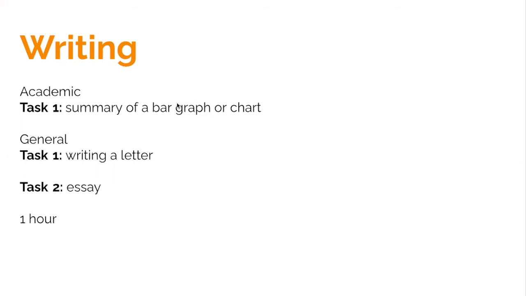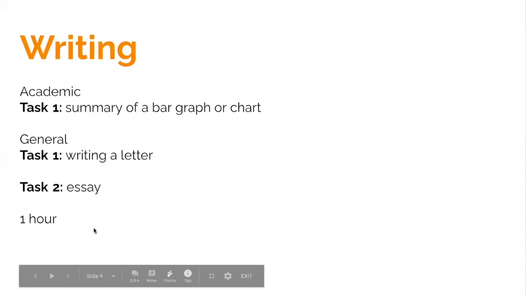Also, it's important to remember that when you get your writing test, it's advisable that you start with task 2. It's advisable for you to start with the essay. The reason is that the essay makes up about 70% of your overall writing score. Task 1 accounts for maybe 30% of your score, and task 2 accounts for 70%. So it's just more valuable to you. It's more important. Yeah, the essay is more important.